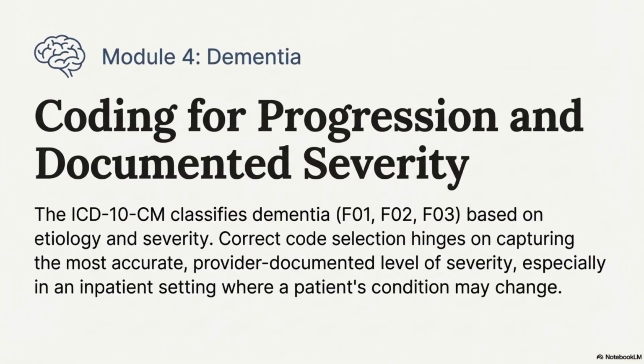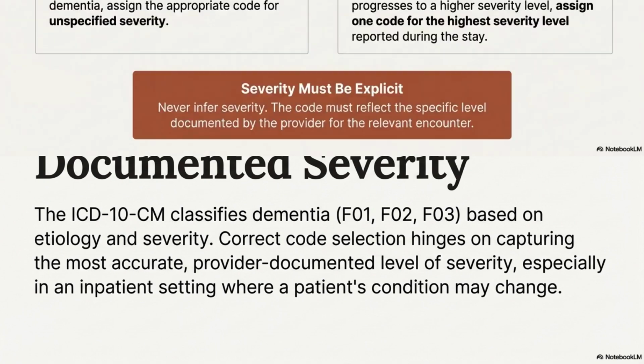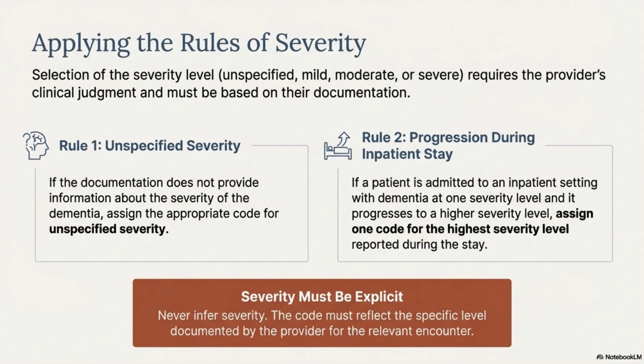Next, let's talk about dementia. Dementia coding depends on two things, the etiology and the severity. In inpatient settings, severity can change during the stay, which affects the final code. Severity must always come from the provider. If severity isn't documented, you assign the unspecified severity code.